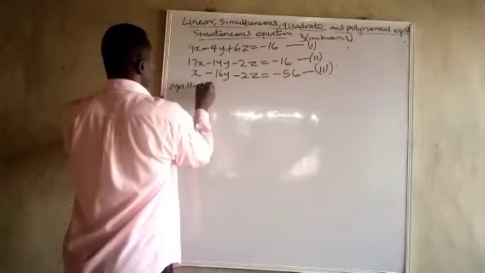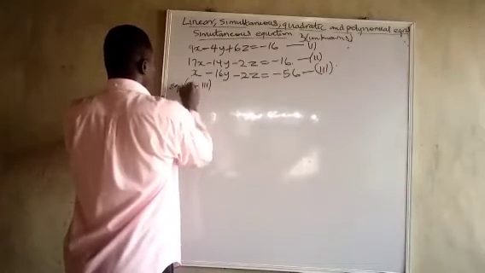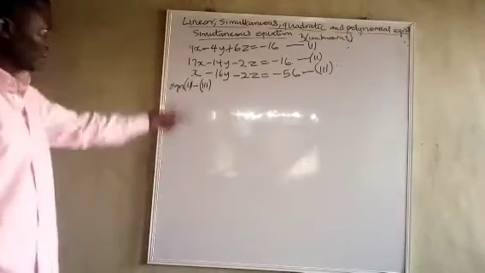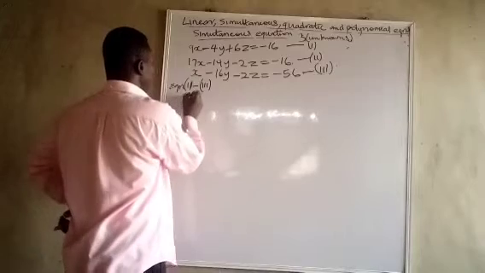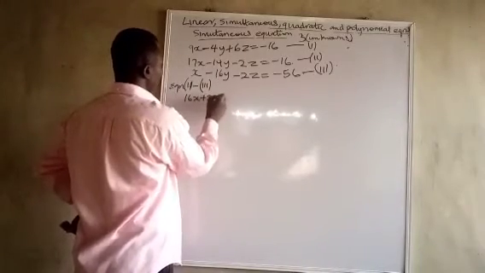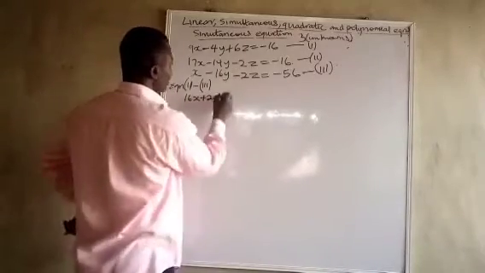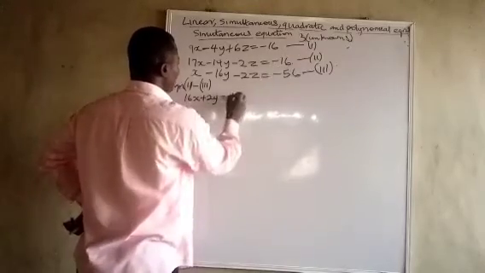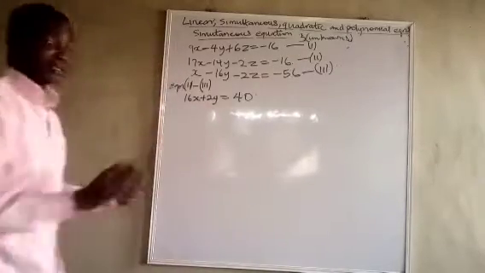Equation 2 minus 3. So what will that give me? It will give me 16x plus 2y, so z will cancel. Then minus 16 minus minus 56, that's 40. That makes it very easy for me.